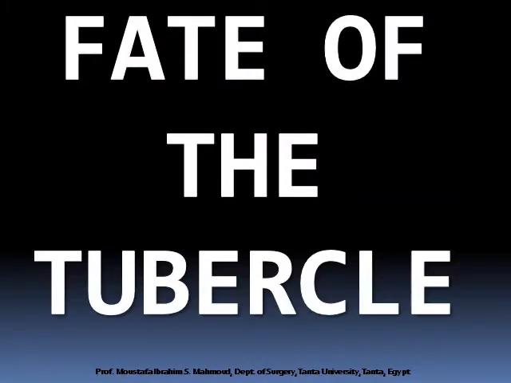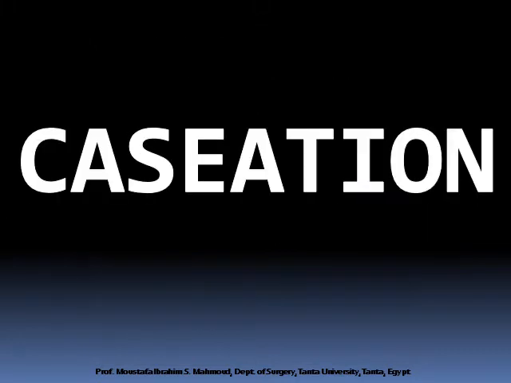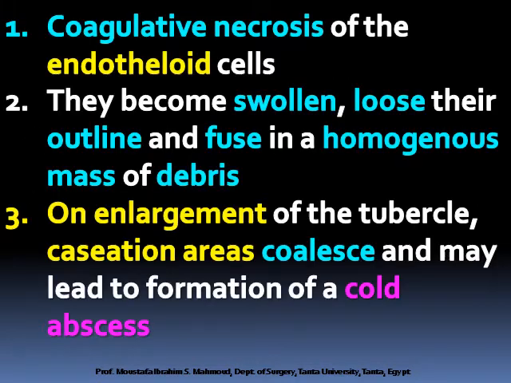Fate of the tubercle: caseation, fibrosis, hypertrophic tuberculosis. Caseation: coagulative necrosis of the endothelial cells. They become swollen, lose their outline, and fuse into a homogeneous mass of debris. On enlargement of the tubercle, caseation areas coalesce and may lead to formation of a cold abscess.